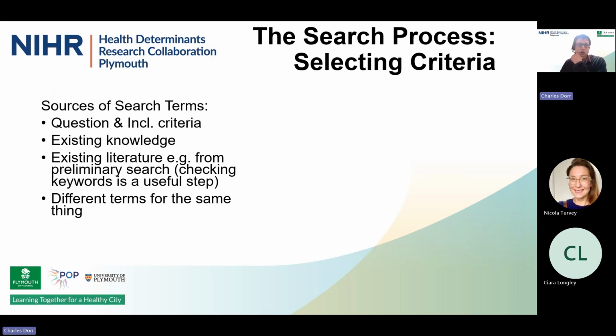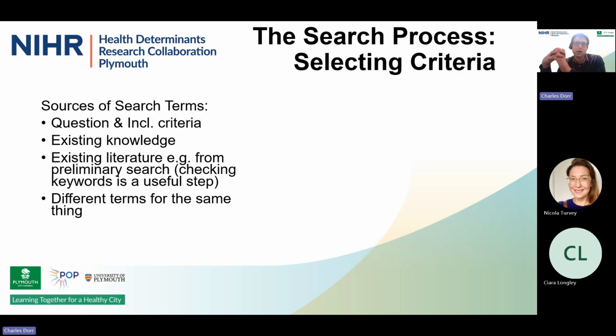And then once you've got your question, you've got your inclusion and exclusion criteria, the next thing is think about search terms. So this is the actual terms that will be used in the search for research papers. And there it's a case of thinking about how best to create search terms that fit your research questions. So using your question and your inclusion criteria, you can create a list of search terms. You can also use your existing knowledge. You can use literature from the preliminary search also to help.